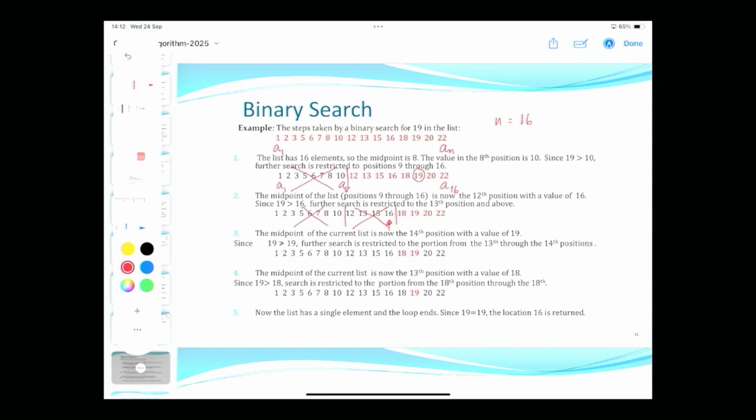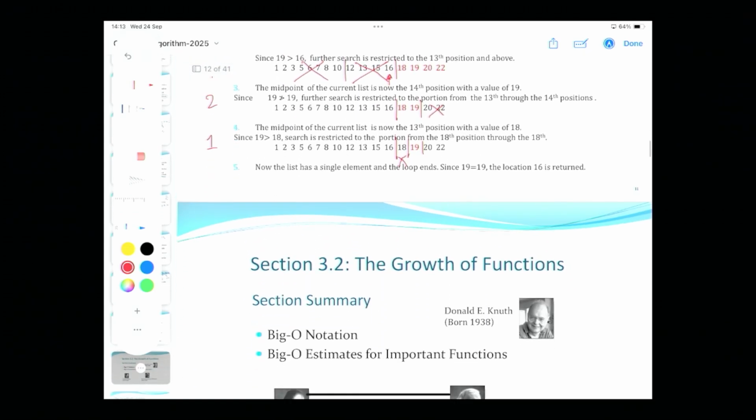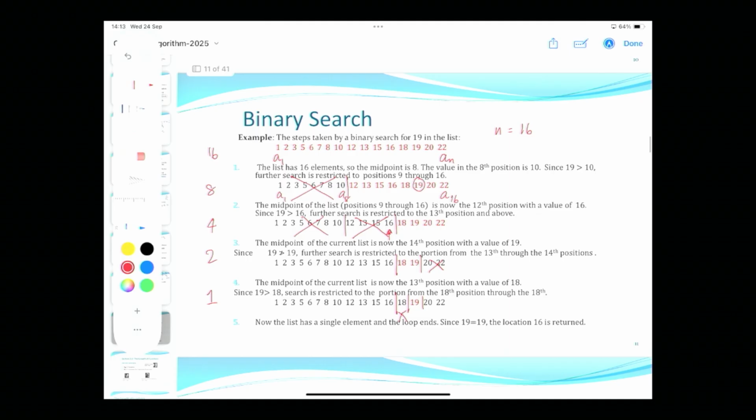Now first we have 16, right? And then later 8, and then next we have 4. 2 remain here, right? And then 1 left. So we must have just 1 element in the list before we can check if it is the number we look for. Okay, all right. So you can see that this could be more efficient than the linear search.